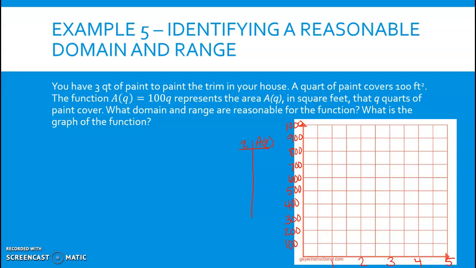If we go to our question, because anytime we see a lot of words, that's what we should go to. What domain and range are reasonable for the function? And then what is the graph of the function? So let's start with the first one. We need a domain and a range.